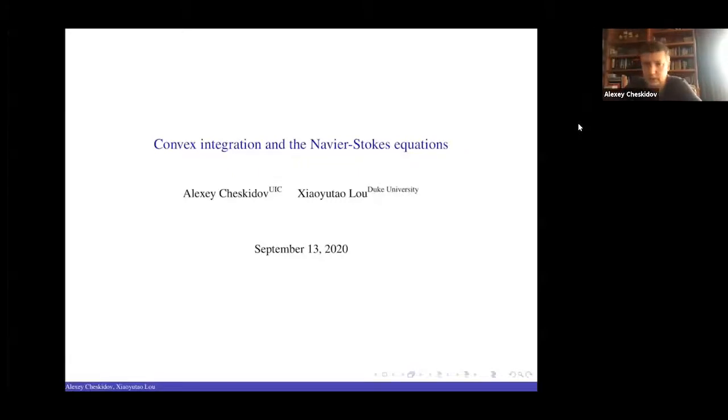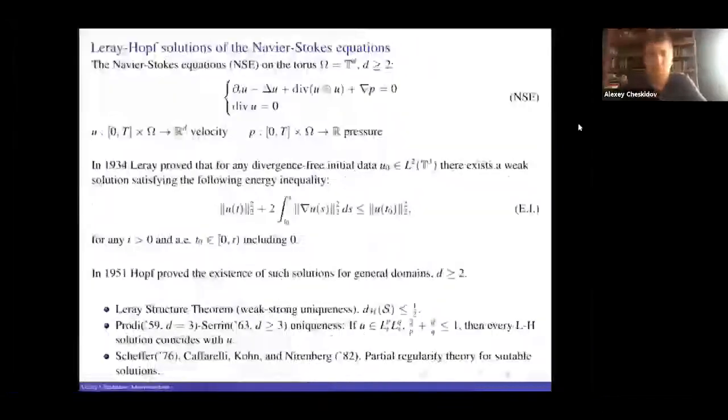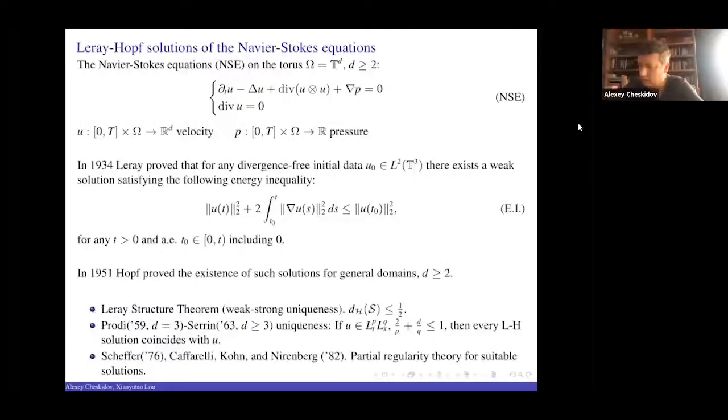I'll be speaking about a very recent result with my former student, Xiao Tao, who is at Duke now. Idris already made a very nice introduction to the Navier-Stokes equations, so I don't really have to add much. So we're going to consider Navier-Stokes on the torus in dimensions larger than or equal to 2, okay?